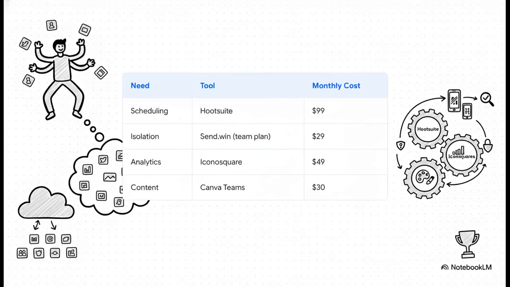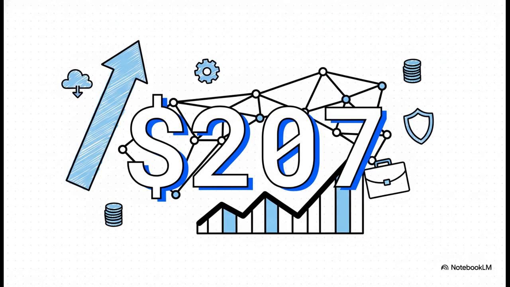And finally, we have the agency, juggling 20 or more accounts. At this scale, you need the big guns, enterprise-level tools. That means something like Hootsuite for robust team collaboration, a paid plan for Sendwin to share accounts securely with team members, a dedicated analytics platform like Square, and Canva for Teams. The total cost here comes out to around $207 a month. And yeah, that might sound like a big jump. But for an agency that's managing a large portfolio, this isn't an expense. It is the essential cost of doing business professionally, securely, and at scale.